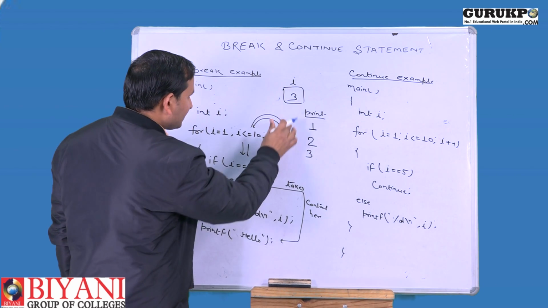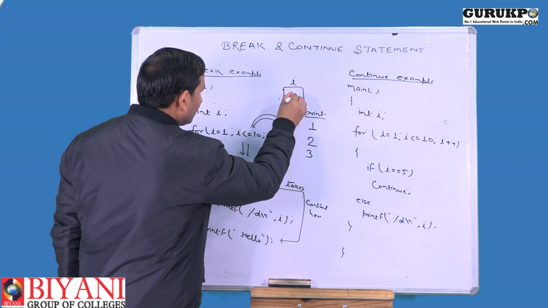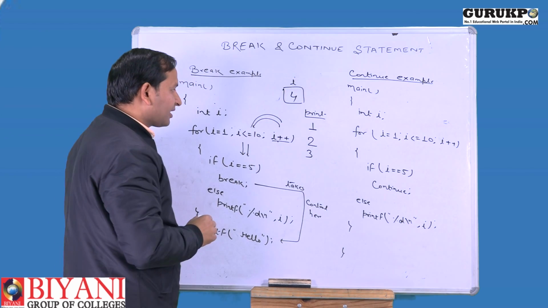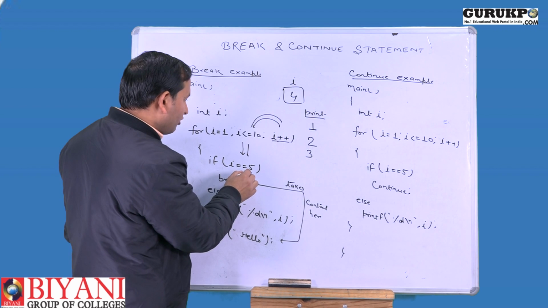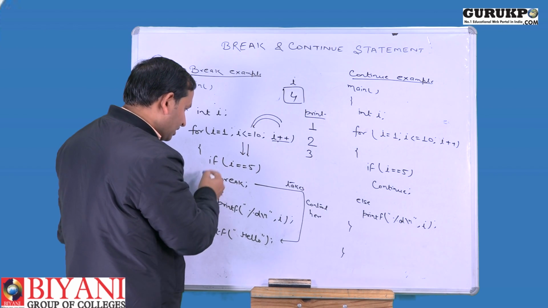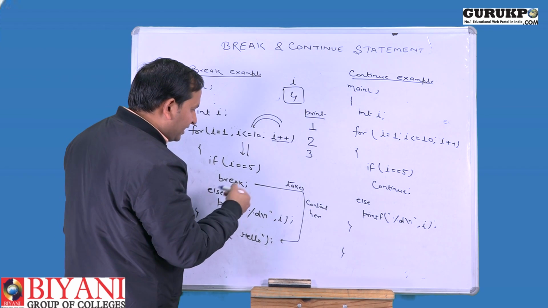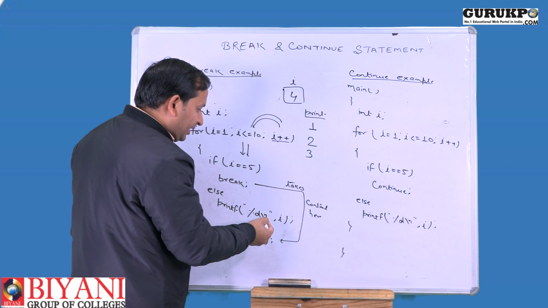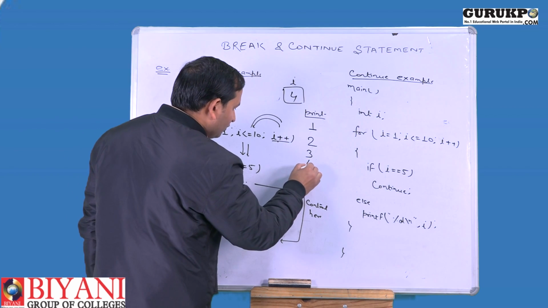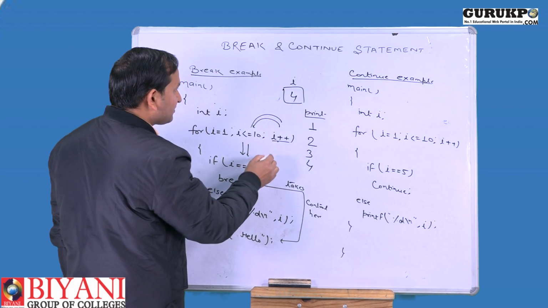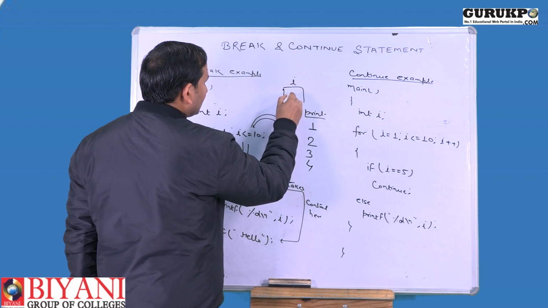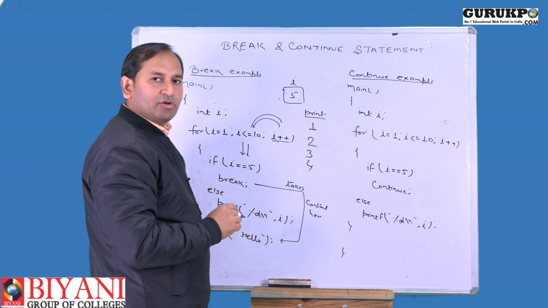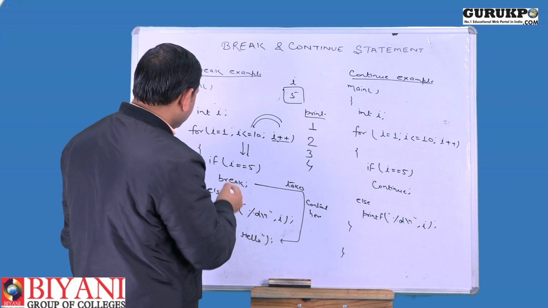Similarly I plus plus, now I is 4. 4 is less than 10, the condition is satisfied. If 4 equal to 5, the condition is again false, control goes to the else part, printf %d and print on the next line the value of I, that is 4. I plus plus, now I becomes 5. 5 is less than or equal to 10, the condition is satisfied.